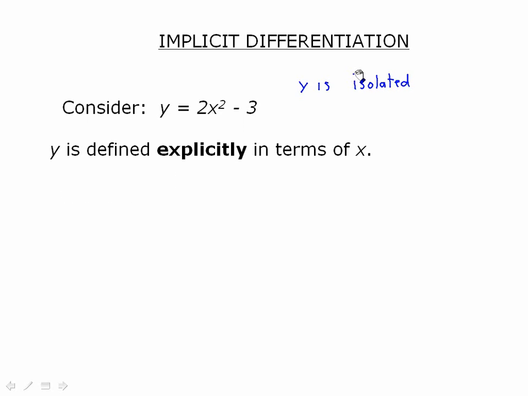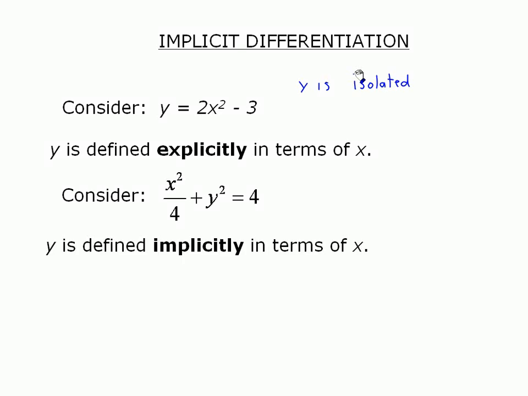So this is really ideal. What's going to happen, though, is that you frequently encounter expressions where that is not the case. Now this one first, x squared over 4 plus y squared equals 4. This is an ellipse, if you think back to your Pure Math 30. And the y is not isolated. So we would say that y is defined implicitly in terms of x. So y is not isolated.